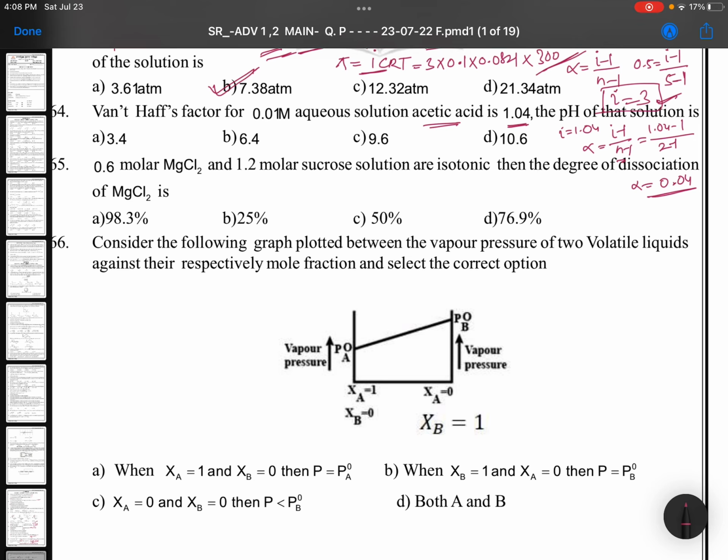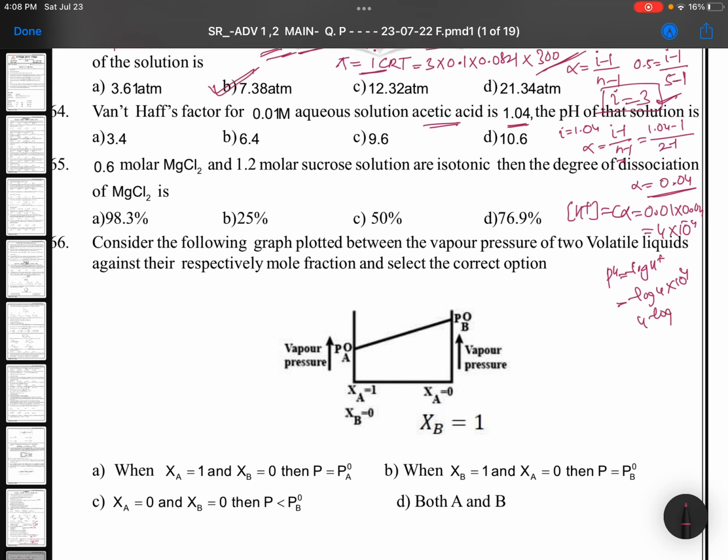When alpha is known to you, you can go for it, as it is asking pH of the solution. So H plus concentration is equal to C alpha. C is 0.01, alpha is 0.04. So this is nothing but 4 into 10 to the power of minus 4. pH is equal to minus of log H plus, minus of log 4 into 10 to the power of minus 4.